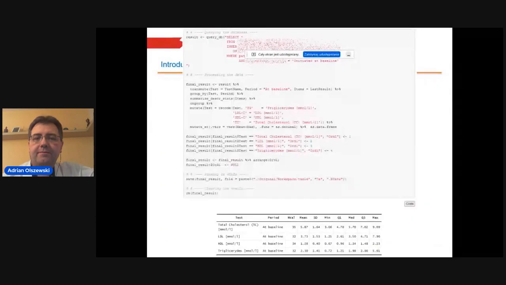Okay, this is an example of the log. We have both the code and the simplified result, quite similar to SAS.